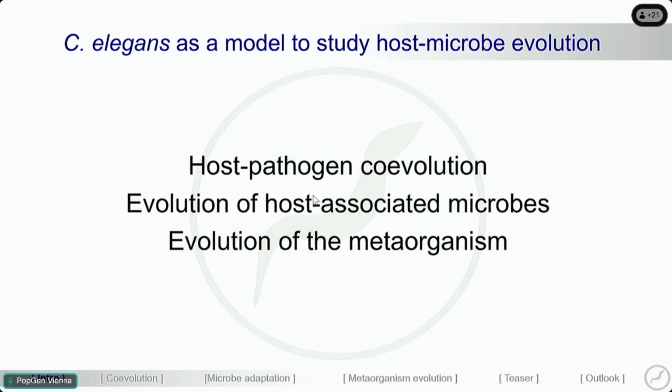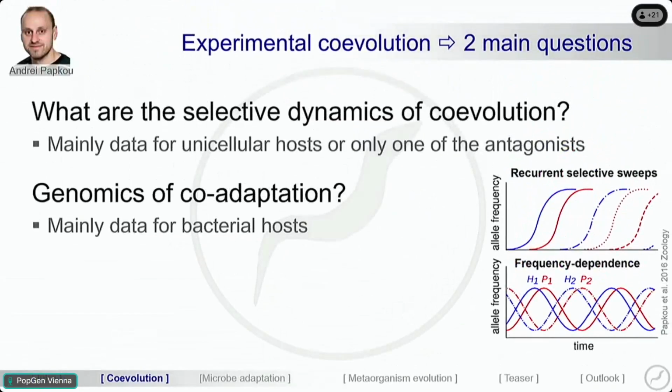I'll briefly present to you some older work on host pathogen coevolution, then on the evolution of host-associated microbes. This is actually more focused on the microbes. And then I will talk a little bit about C. elegans microbiome interactions. So when we started this kind of work using experimental evolution with C. elegans, I was still mainly interested in host pathogen interactions or host parasite interactions. And we chose C. elegans as a model, and there were a variety of open questions at the time, including what are the exact selective dynamics of coevolution and what is actually the genomic basis of such coevolutionary interactions.